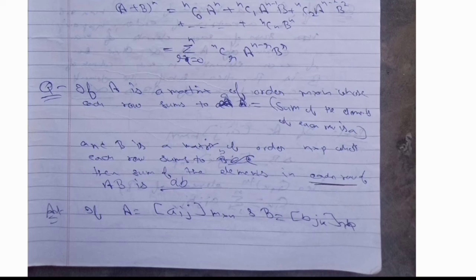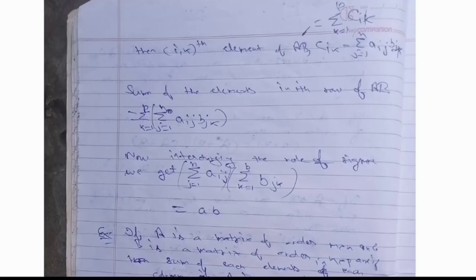If A is a matrix of order m cross n whose entries are like aij, and B is a matrix of order n cross p whose entries are like bjk, then the ikth element of AB, cik, is equal to summation over j from 1 to n aij bjk. Sum of the elements in the ith row of AB will be equal to summation over k from 1 to p into summation over j from 1 to n aij bjk.